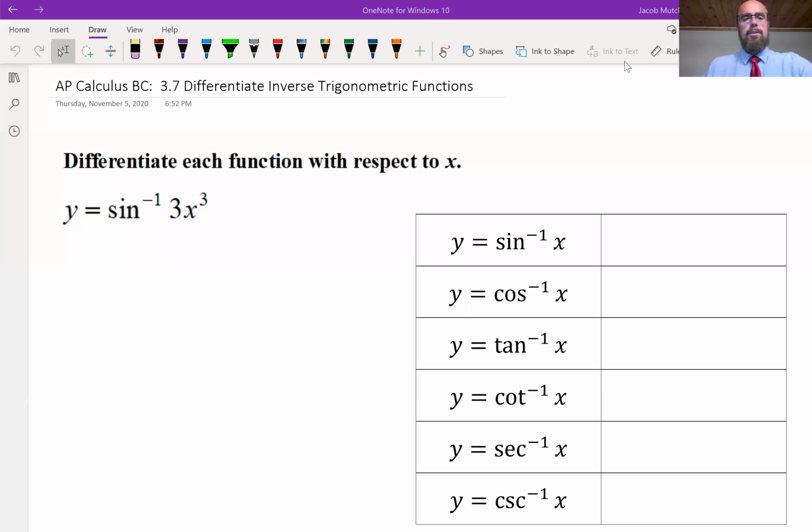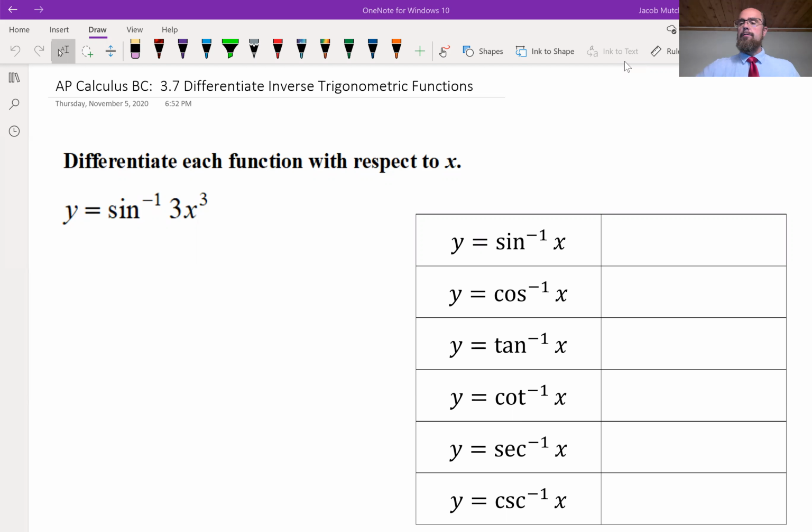Welcome to Calculus. Today we will investigate differentiating inverse trigonometric functions. We'll take a look at three examples, starting with this inverse of sine function. So our function here is y equals the inverse of sine of 3x cubed.